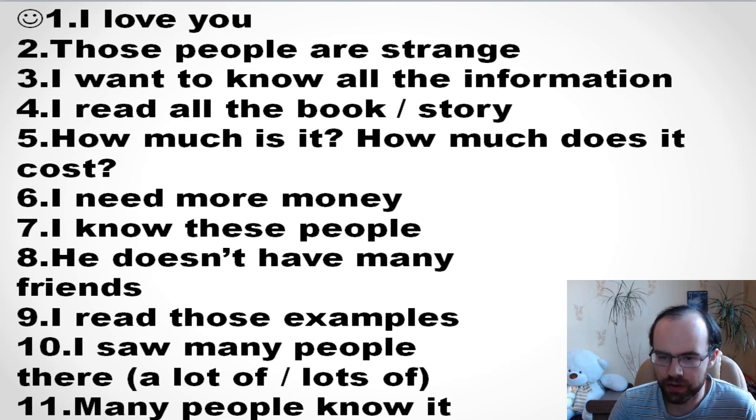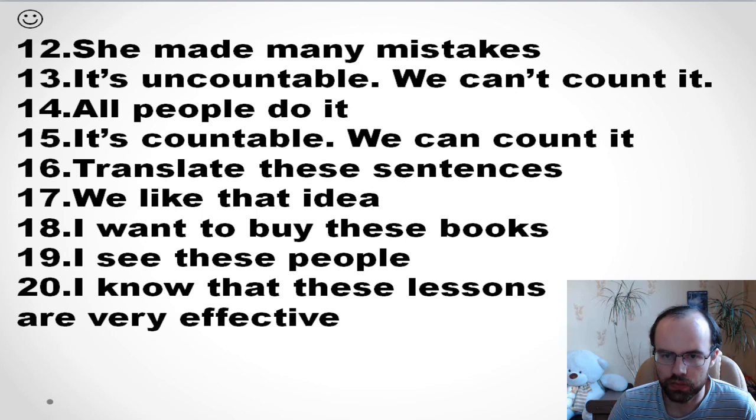I read those examples, or I read those examples here, it depends on the context. I saw many people there. I can also say I saw a lot of people there, or I saw lots of people there. Many people know it. She made many mistakes. It's uncountable, we can't count it. All people do it. It's countable, we can count it.